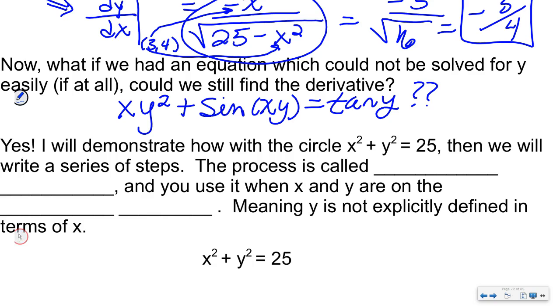So I need another process because it does have a graph. The graph just probably isn't a function, but it still has tangent lines and they still have slopes. So here we go. How would we do it? We're going to have a series of steps. The process is called implicit differentiation.